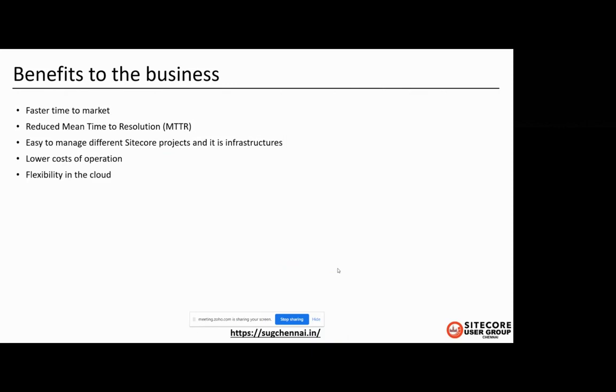Reduced mean time to resolution. Here, supporting quickly replicating production environments locally so they can work on fixing issues sooner. We can take the production image, and by executing a few commands, containers can be spun up with the full functioning system. Okay, then easy to manage different Sitecore projects and its infrastructure. Here, switching between the projects can be done in a few commands. I will show you how at the time of demo.